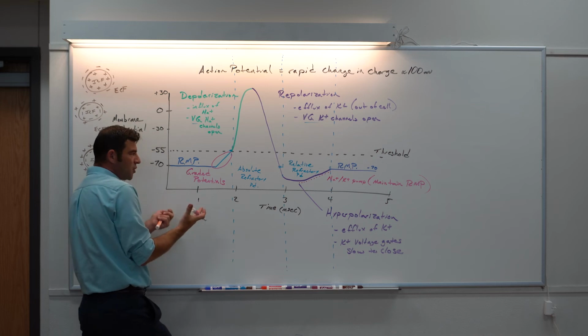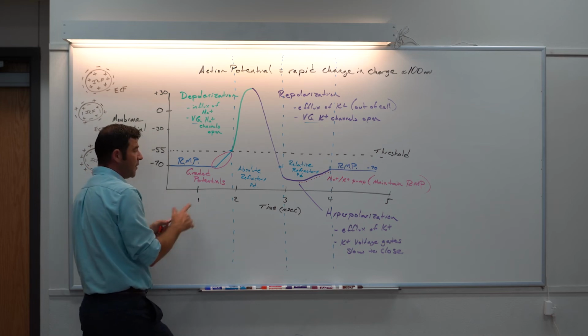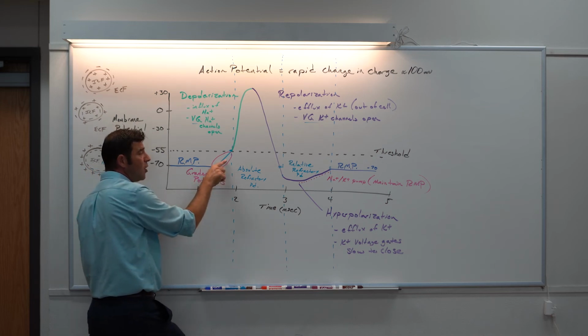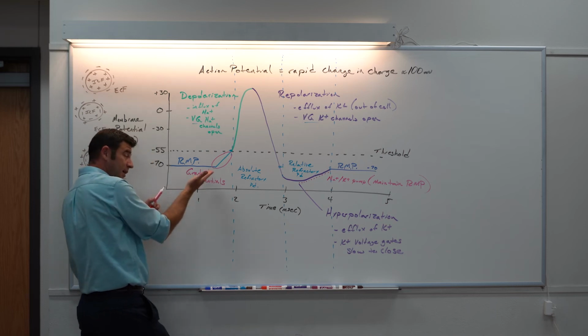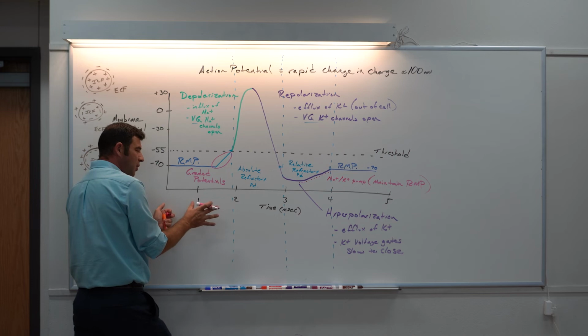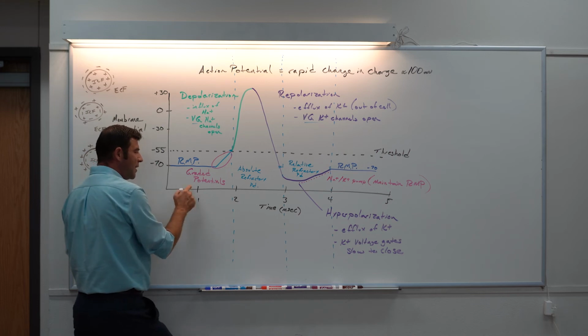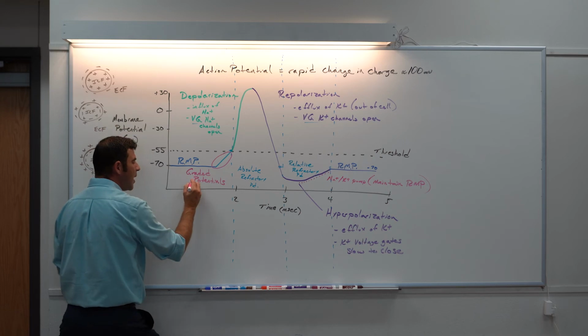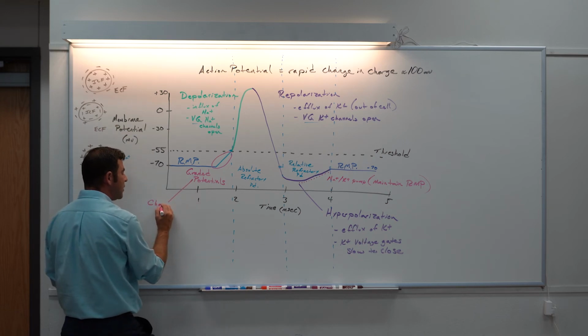This part of the graph is going to be where graded potentials exist. Graded potentials. These are just electrical signals that vary in strength. Sometimes they're not strong enough to reach threshold. Other times, like what we've drawn here, they are strong enough to reach threshold. They vary in strength. And the other thing that graded potentials have in common is that they operate by way of chemically gated channels.